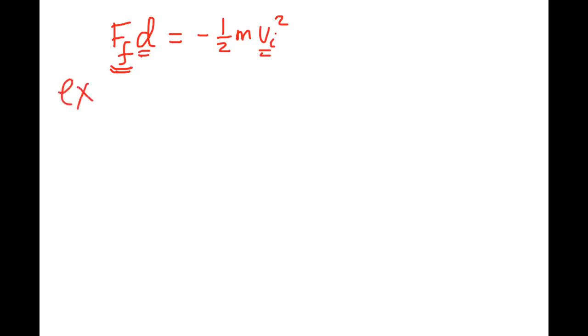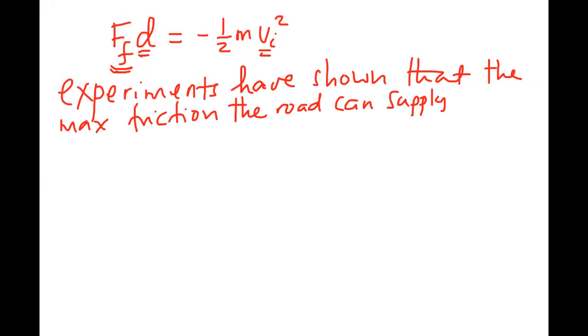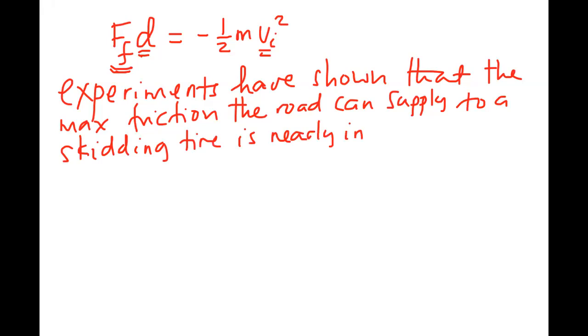Now, experiments have shown, I want you to understand this, experiments have shown that the maximum friction the road can supply to a skidding tire is nearly independent of initial velocity.